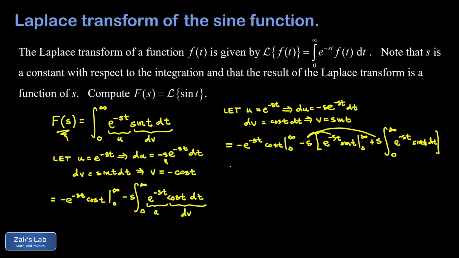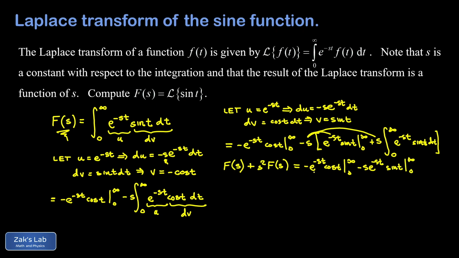And I end up on the left-hand side with an F of s. We're just going to use that name for it so it's more compact. That's the original integral plus an s squared F of s. Again, F of s is just the integral of e to the negative st sine t dt. On the right-hand side, we have these leftover pieces that need to be evaluated. So that's a negative e to the negative st cosine t from 0 to infinity. And we have a minus s e to the negative st sine t on 0 to infinity.